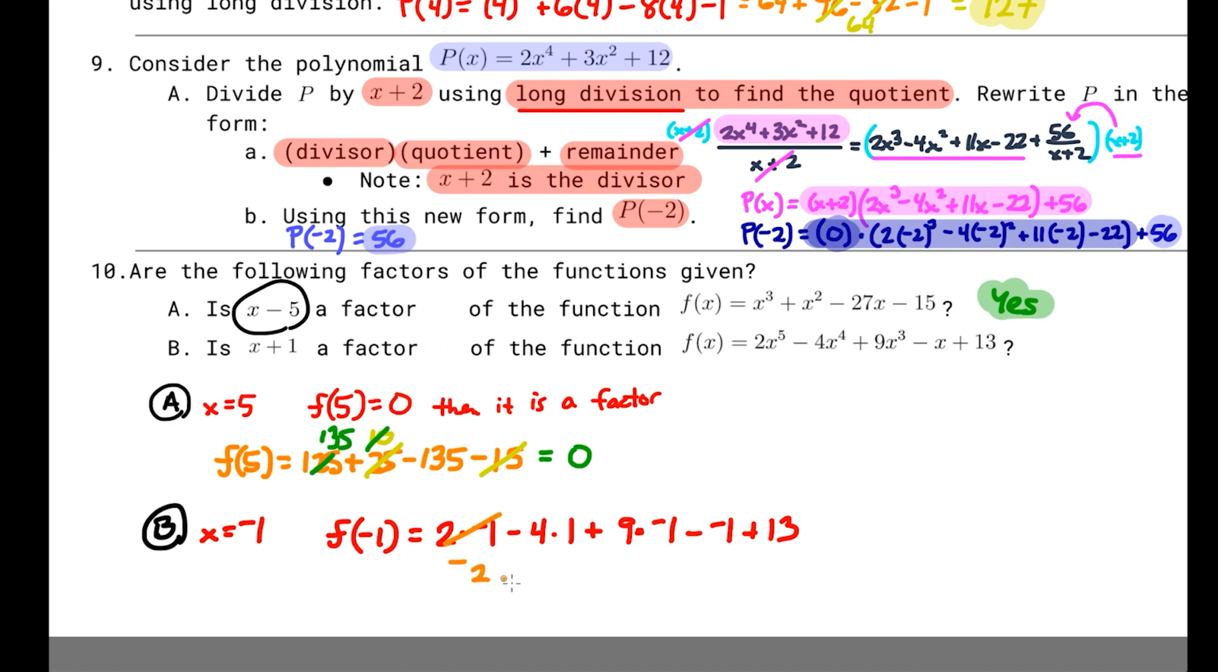So this is going to be -2 minus 4 minus 9 plus 1 plus 13. Okay, this and this are going to be -13, so that's going to cancel with this 13 over here. And you're left with -2 plus 1, which is -1. So the answer for this one would be no, it's not, because f of -1 is not equal to 0.